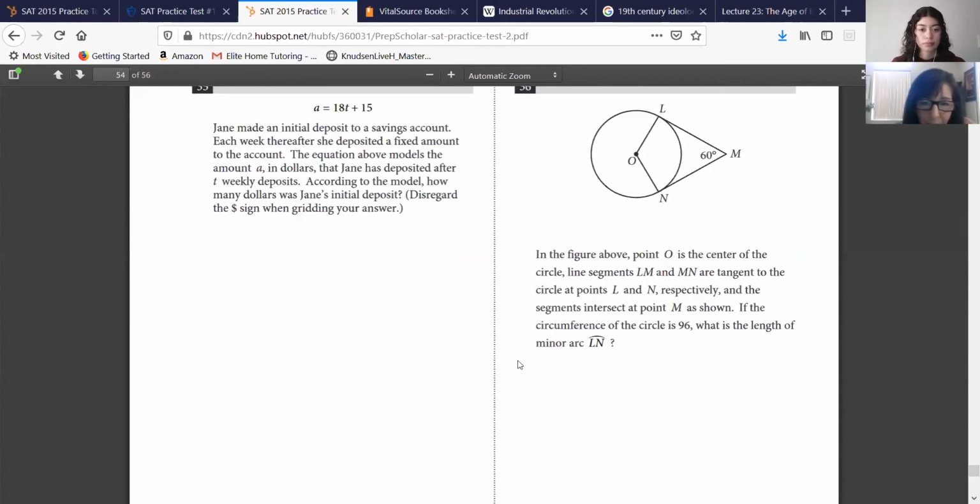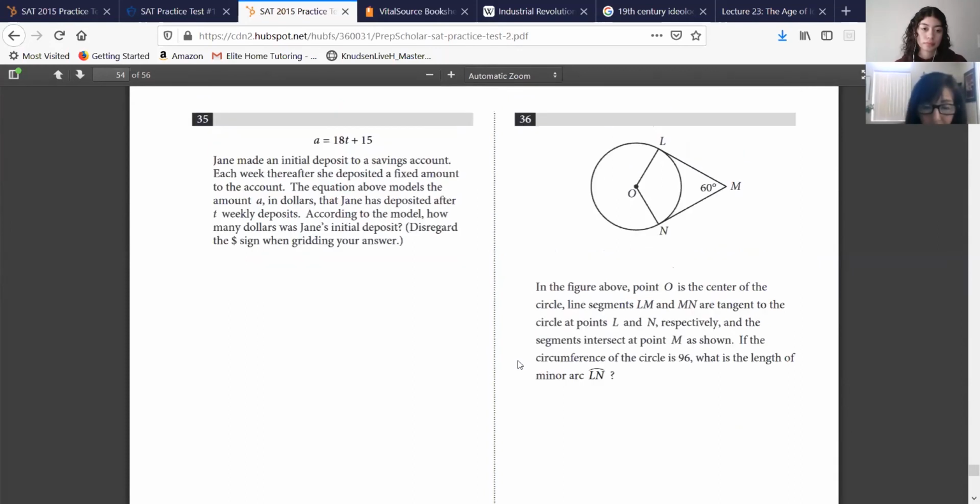This one is a little bit complicated. In the figure above, point O is the center of the circle. Line segments LM and MN are tangent to the circle at points L and N, respectively, and the segments intersect at point M as shown. If the circumference of the circle is 96, what is the length of the minor arc LN? Okay, so this is number 36. There are only 38 on the calculator section. So this is one of the more challenging ones, and you're running out of time.